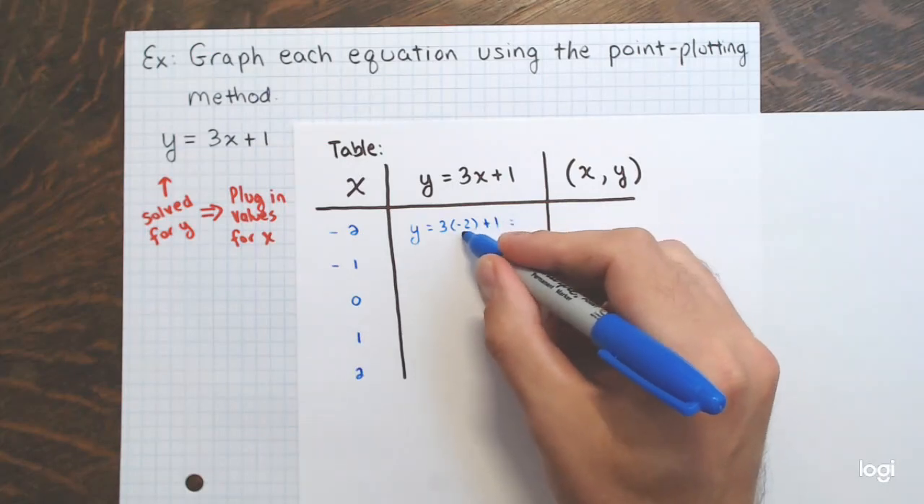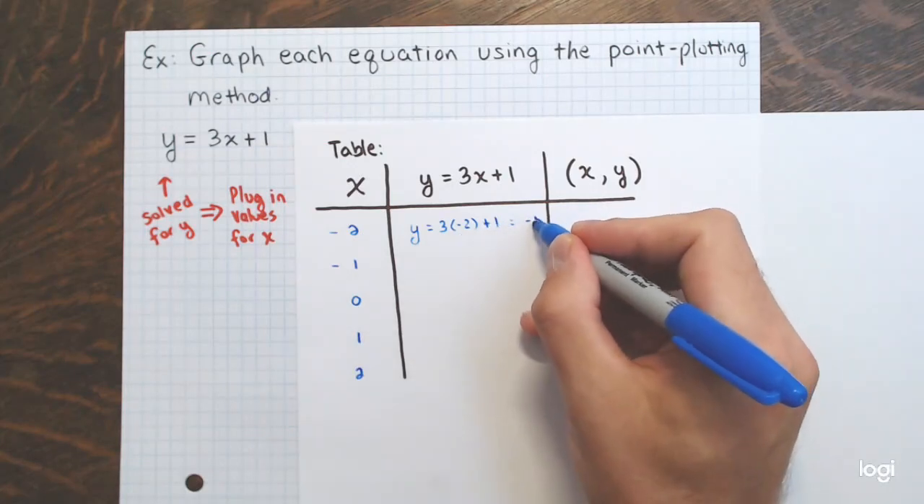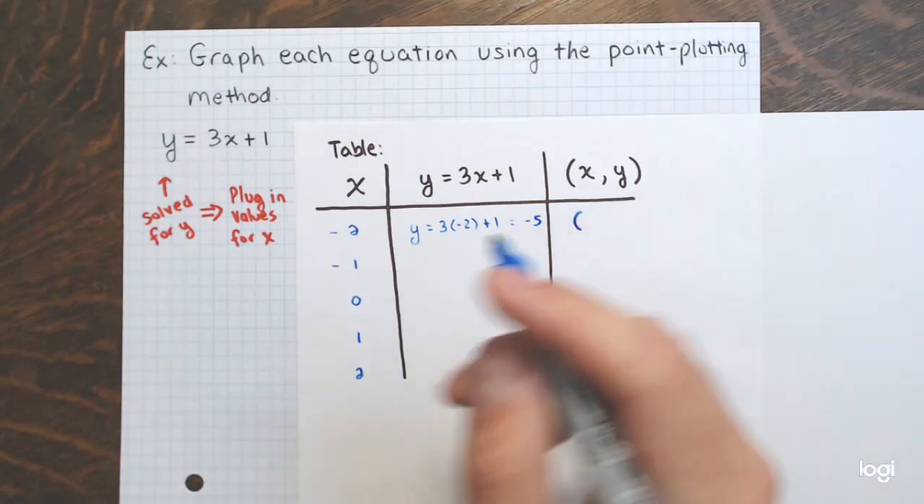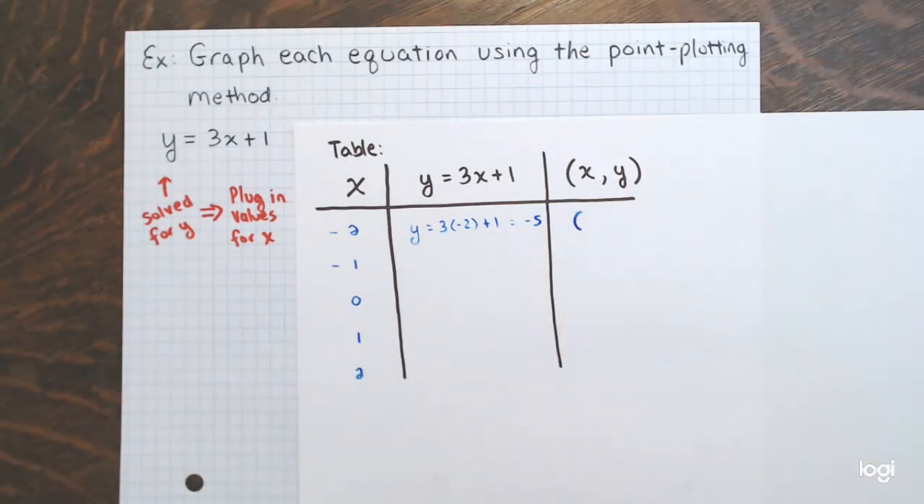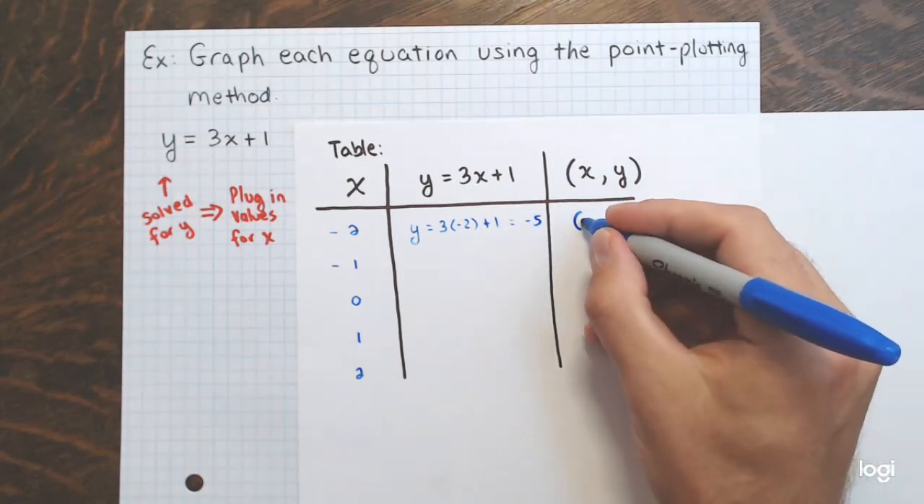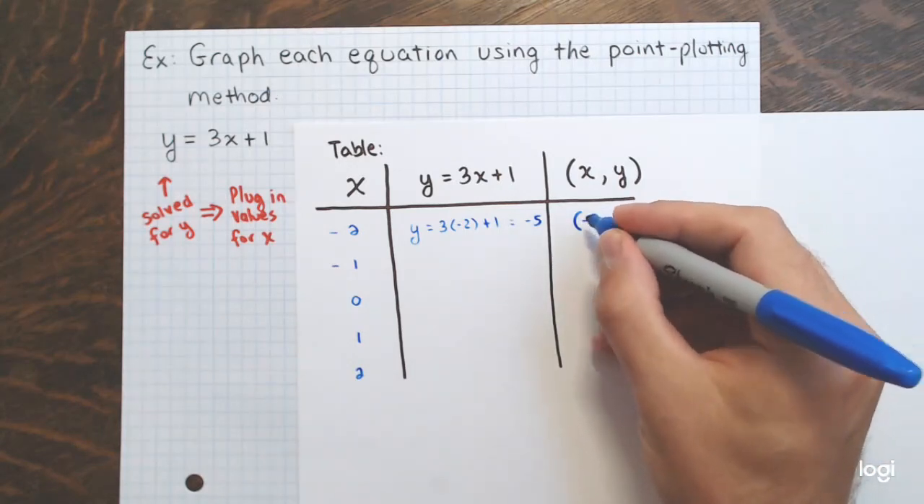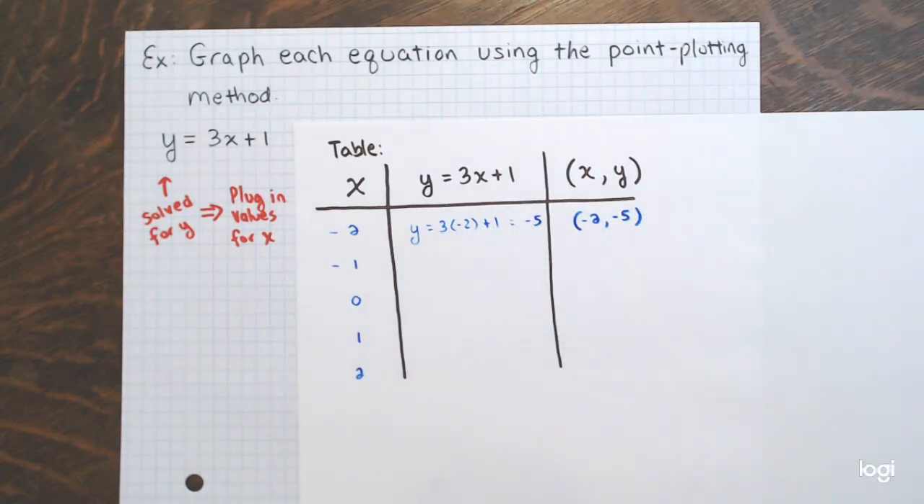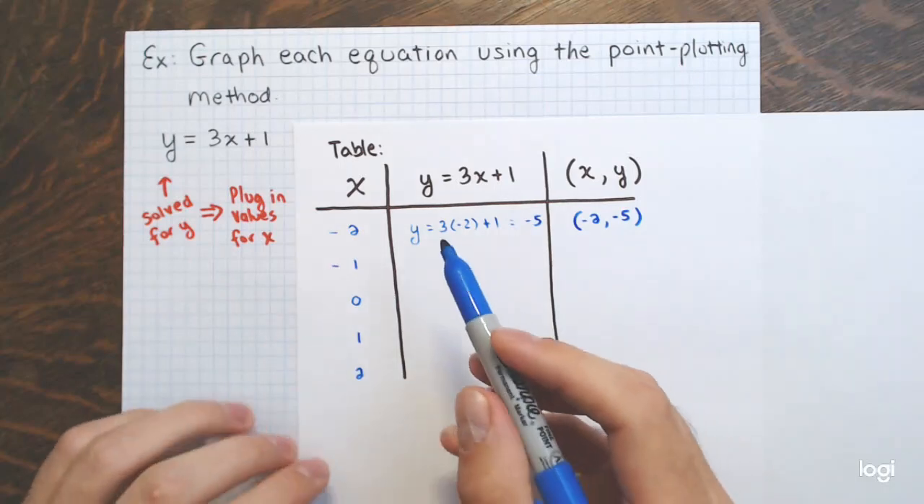-6, right? 3 times -2 plus 1 is -5. So the point I'm plotting, the ordered pair, the solution to this equation, is an x value of -2 and a y value of -5. All right. And I'll get to plotting these points in a minute after I'm done with the table here.